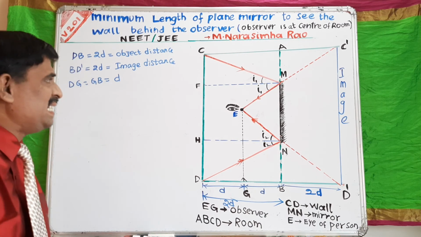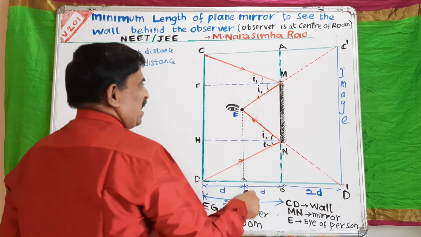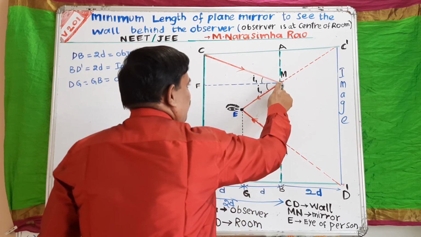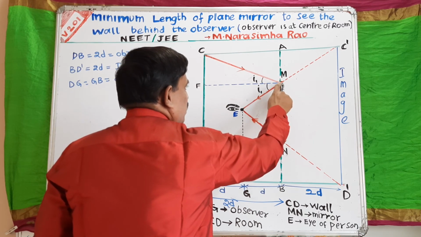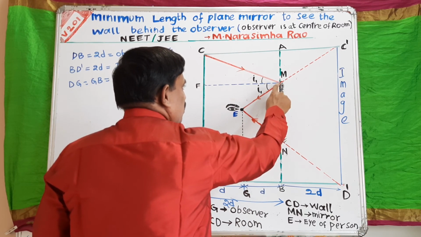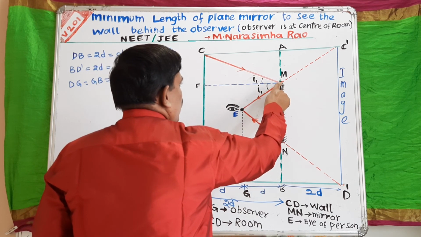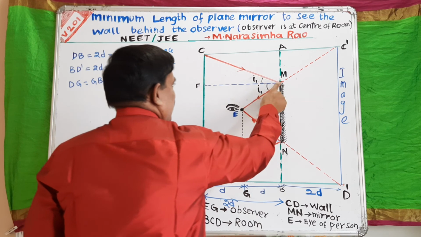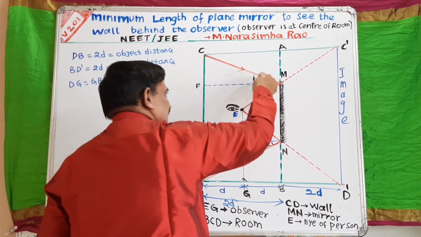Now please listen. MN represents the plane mirror. At the point M, which is the topmost point of the plane mirror on the reflecting surface, I am drawing one normal to this plane mirror. This is the normal. Now this is the incident light ray.